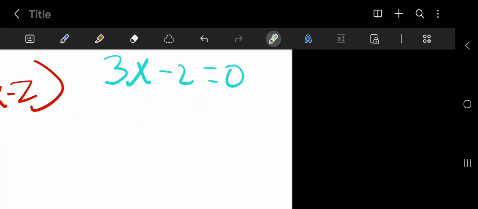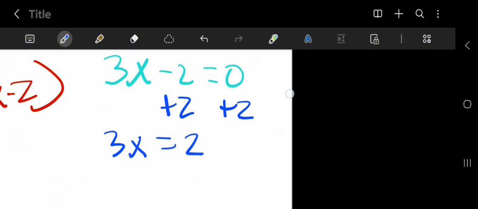Okay, so we have 3x minus 2 and I'm using the zero product property. Now I'm going to try to get this x all by its lonesome. First, I want to get rid of this negative 2. I'm going to use inverse operations: I'm subtracting 2, so I'm going to add 2. And whatever I do to one side, I have to do to the other, so we add 2 on the other side as well. That gets us to 3x is equal to 2.